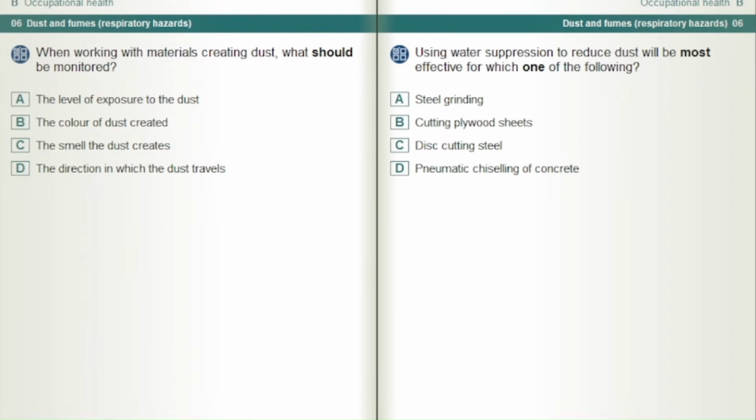When working with materials creating dust, what should be monitored? The level of exposure to the dust, the colour of dust created, the smell the dust creates, the direction in which the dust travels.